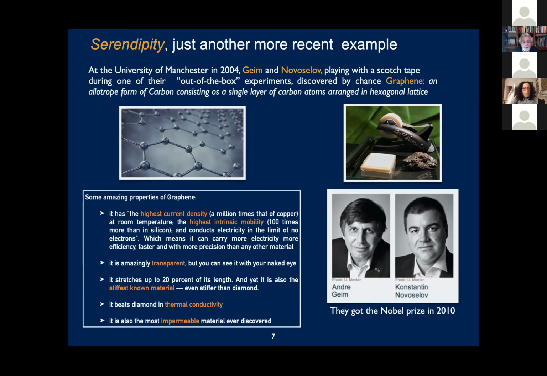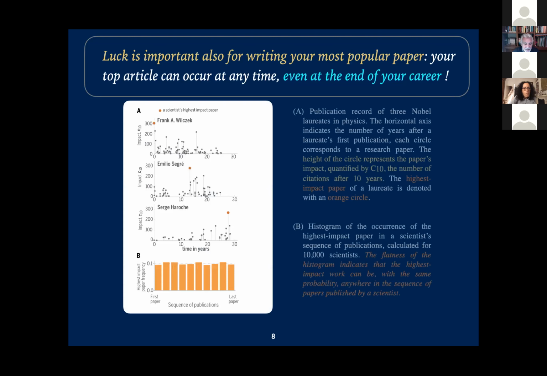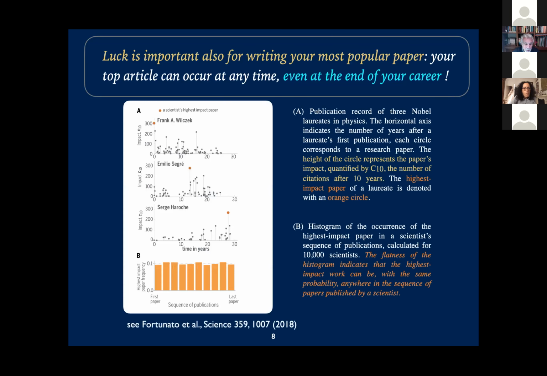Another important example is taken from a paper published by Fortunato and collaborators a few years ago, in which they showed that the most popular paper can happen at the beginning of your career, like for Witzek, or in the middle, like for Segre, or at the end, like for Roche, but the probability to publish the top paper is just the same. So it's just a matter of chance.